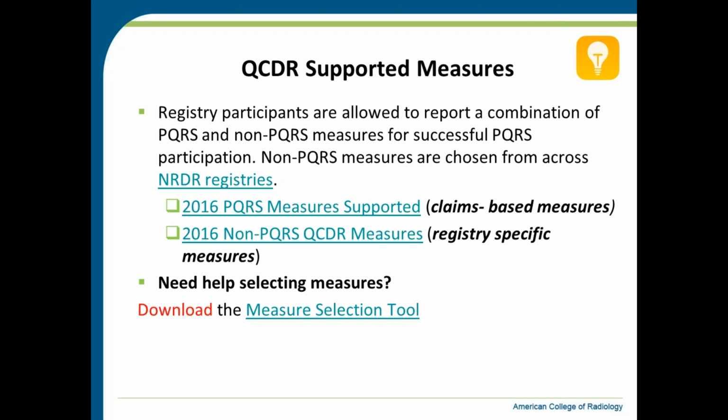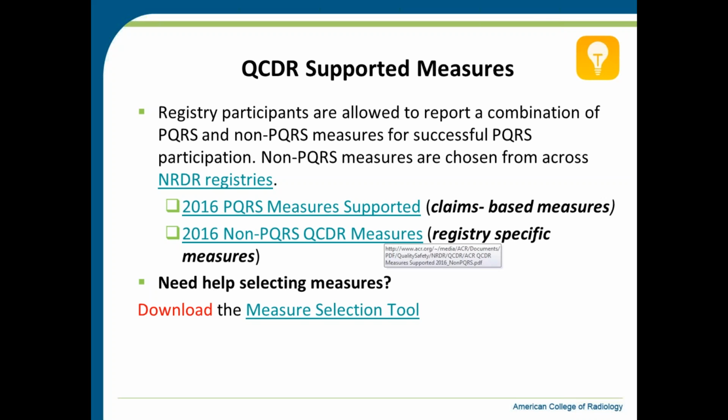Essentially, we have two catalogs of measures that you can select from. We have our PQRS supported measures, and those essentially are your claims-based measures that you've been reporting for the PQRS program since about 2007, so fluoroscopy time, reminder system measures, etc. What's really new and what's causing some people to make use of our registry is actually the non-PQRS measures, because they are developed by the college, and they're supposed to be representative of more of your services. Those come directly from the registry, so these are registry-specific measures.